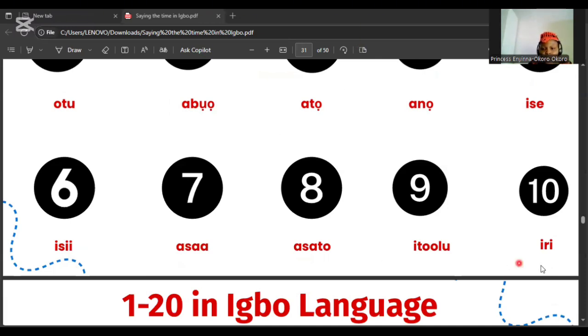So we have 1, otu. 2, abo. 3, ato. 4, ano. 5, ise. 6, isi. 7, asa. 8, asato. 9, itolu. 10, iri.